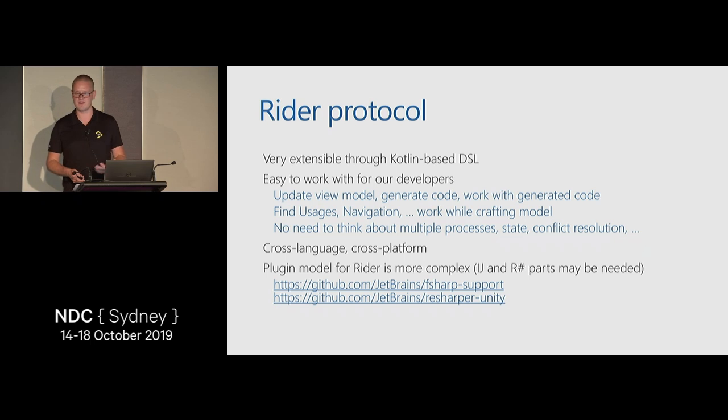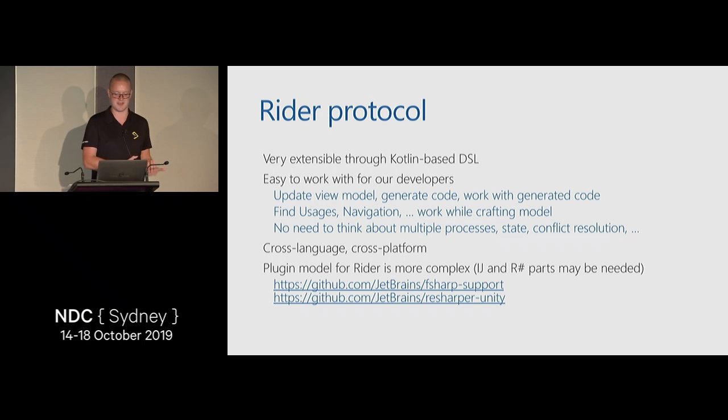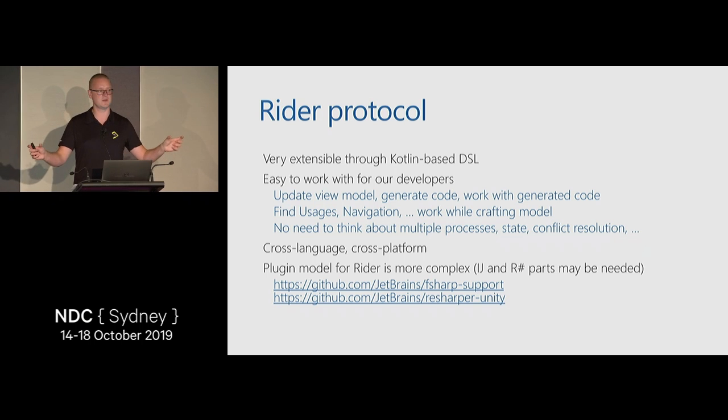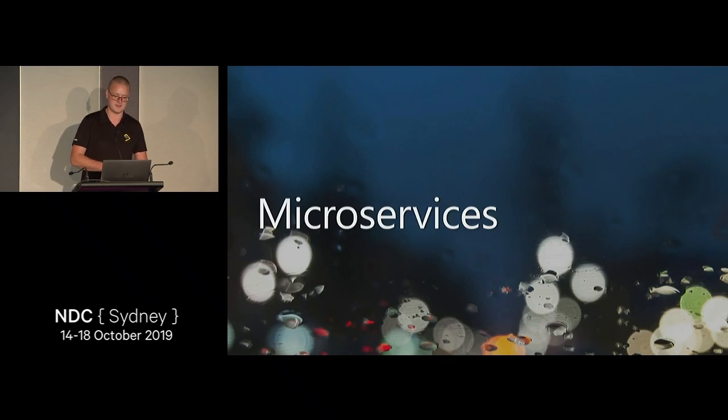If you're ever using the F# support in Rider, that is an open source plugin to Rider where you can actually see how that thing works, and is slightly less complex than the entirety of Rider. Same thing with the Unity plugin that we have. You can look at the sources, see what the protocol or the MVVM model looks like, what the generated code on both sides looks like, and how it all fits together. So if you want some examples, those are good ones.